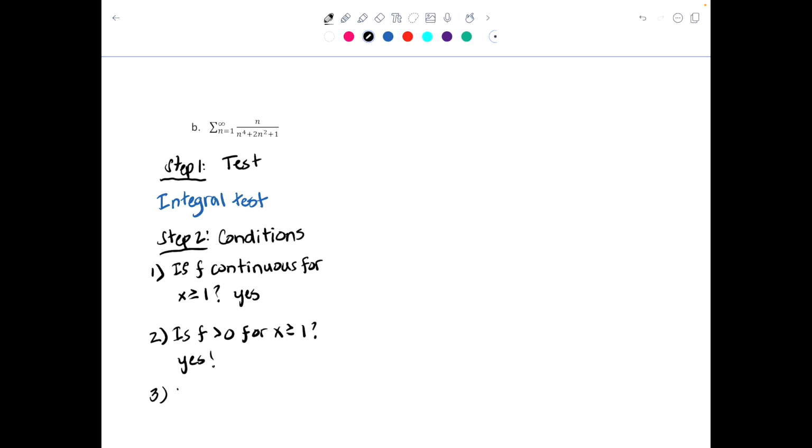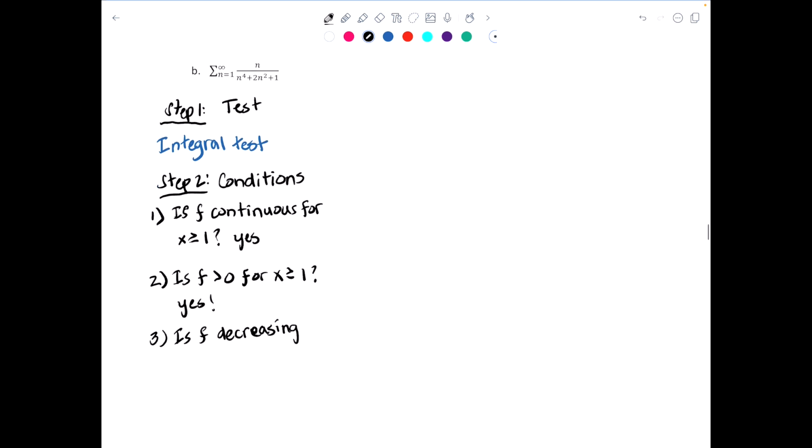3. Is f decreasing on 1 to infinity? For this one, we will find the derivative of the related function. I didn't put that down here. Our related function that we're dealing with is f of x equals x over x to the 4th plus 2x squared plus 1.